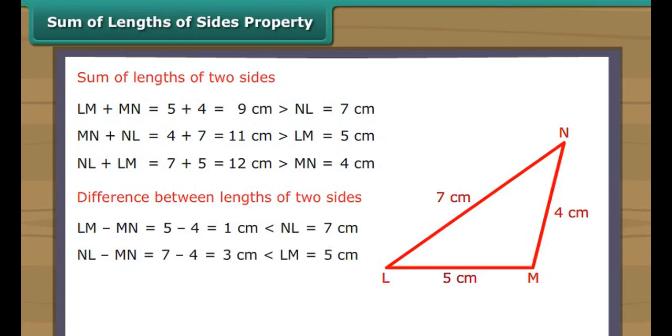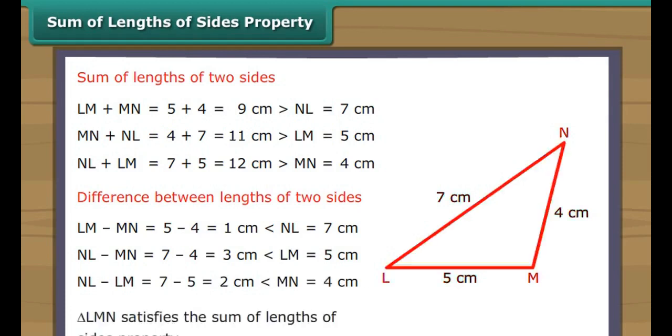NL minus LM is equal to 7 minus 5, which equals 2 cm, which is smaller than MN, which is 4 cm. Triangle LMN satisfies the sum of lengths of sides property.